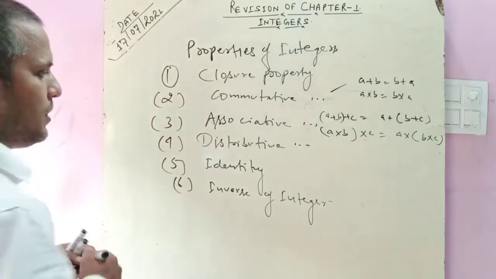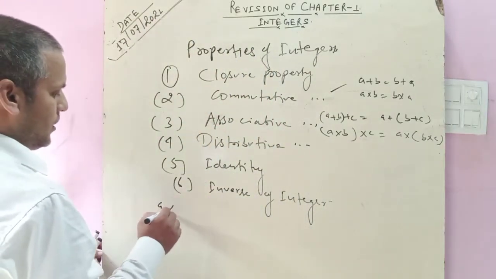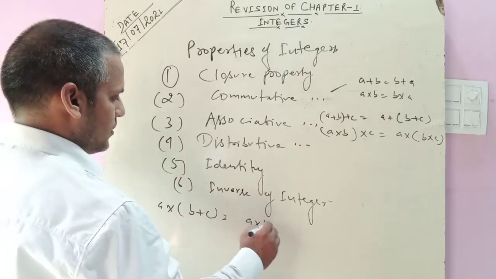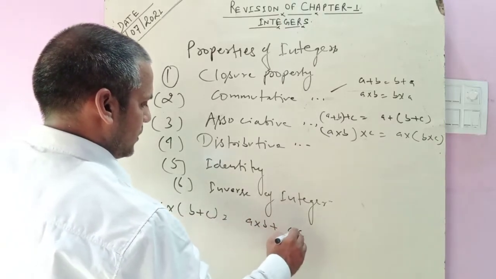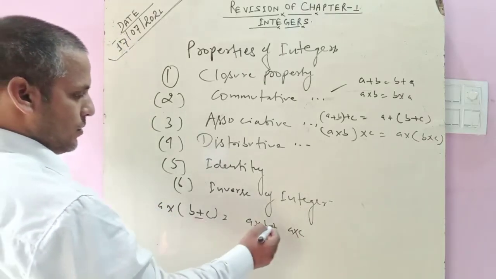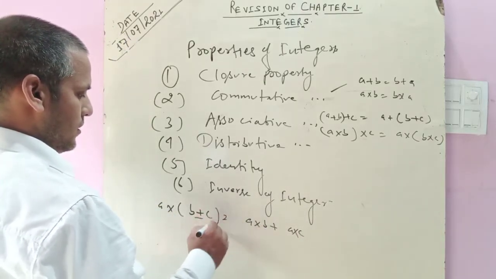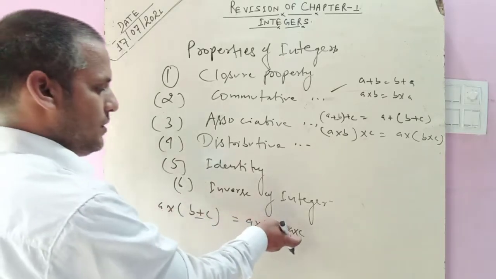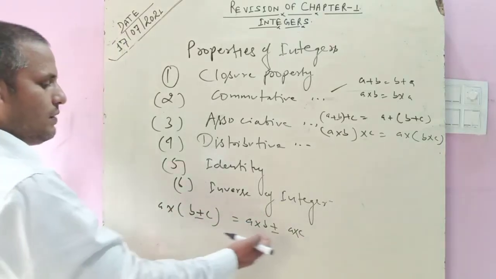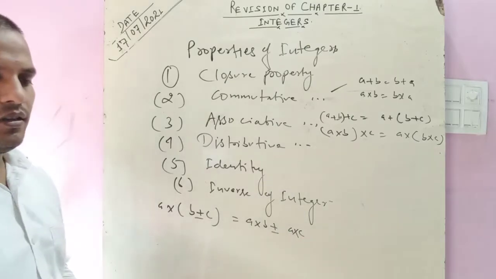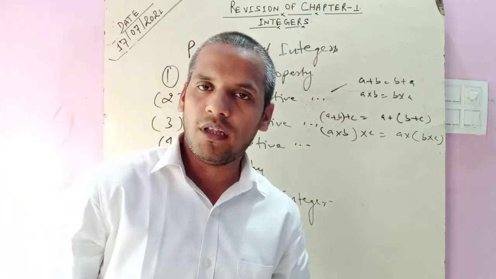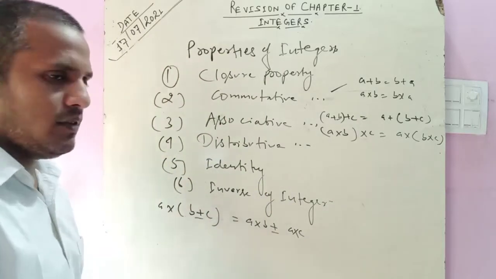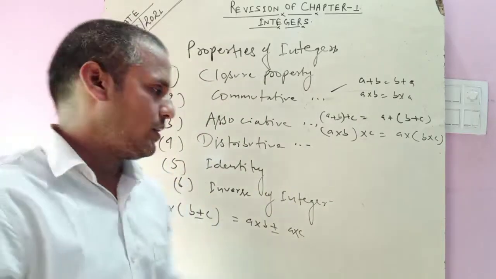The distributive property holds if a into (b plus c) is equal to a into b plus a into c. If here is the plus, we use a plus. If here is the minus, we use a minus. If plus will be there, then we use a plus sign. If minus will be there, then we use a minus sign. But the distributive property does not hold for division. If there is division, then it will not hold the distributive property.